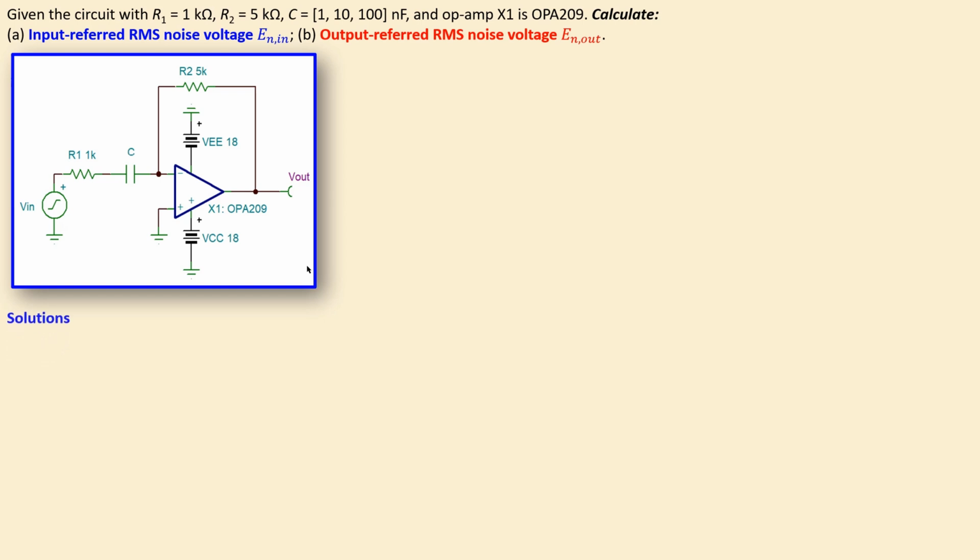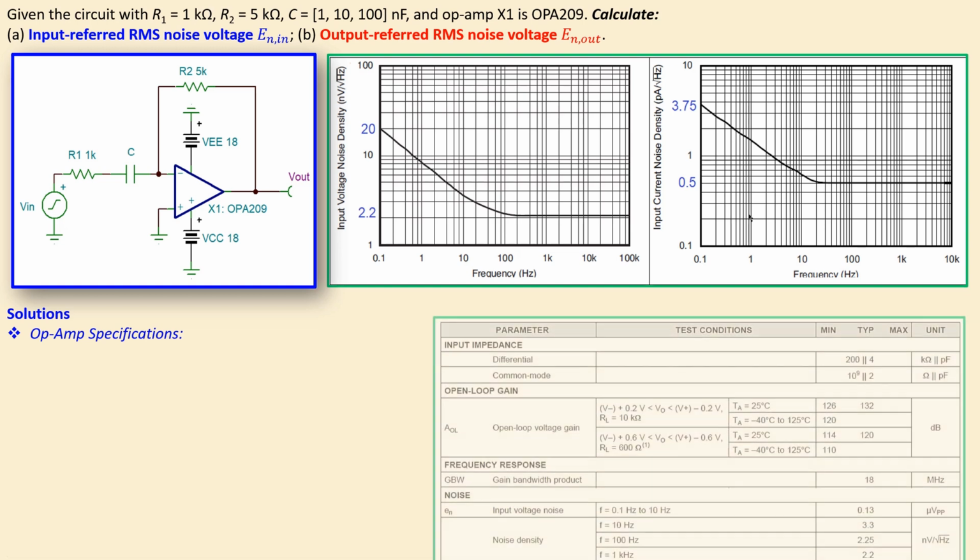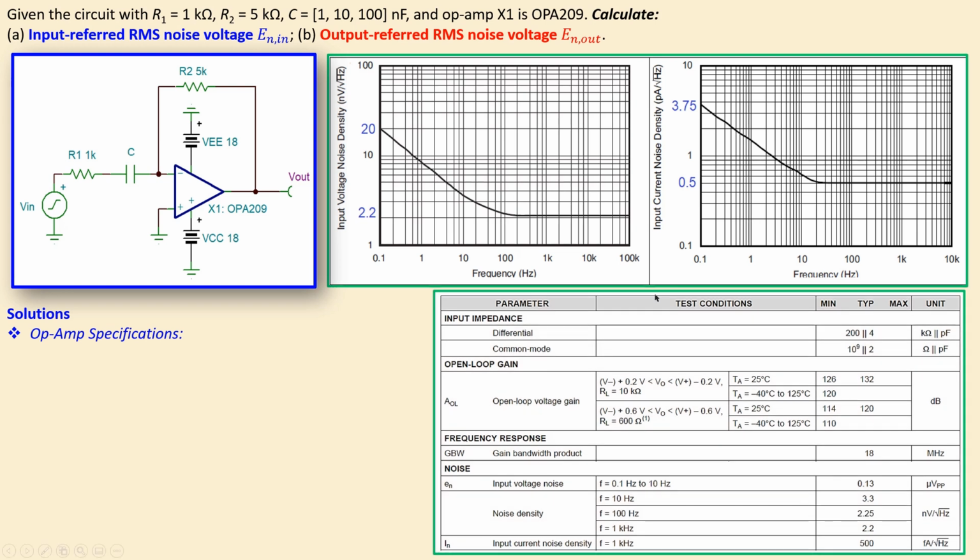So the solutions, we always start with the op-amp specifications, in particular with our noise specifications. So we will use the OPA209 datasheet. You can find these plots in the datasheet of OPA209. You can see on the left side the input noise voltage spectral density, and on the right side you see the input noise current spectral density. In addition, we have some parameters defined at some test conditions, like the open loop gain, also the frequency response of the op-amp in this example.